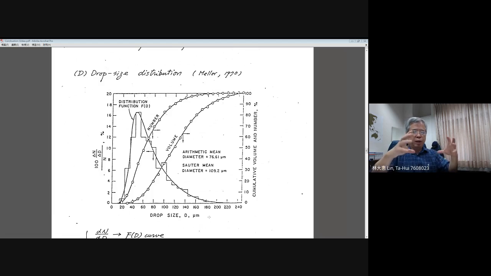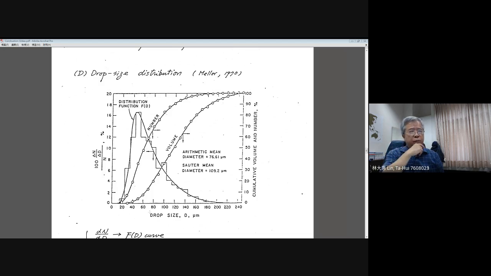You do the measurement for different kinds of droplet size. This droplet size distribution may be from 0 to 200 or 300 micron, and the horizontal axis represents how much droplet number we have for different kinds of droplet size.